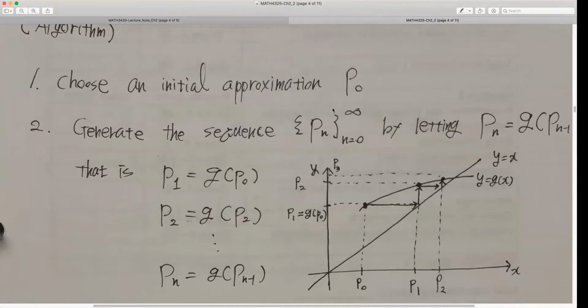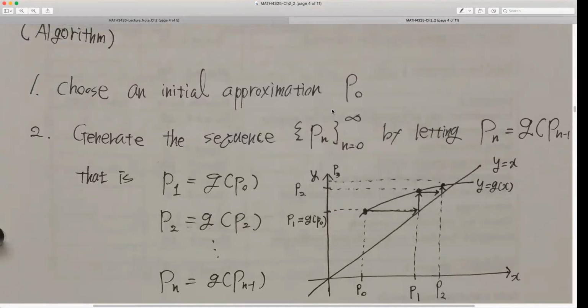Before doing that, the very first thing you have to do is to figure out whether or not the function given in the problem satisfies the assumptions of theorem 2.2, so that we can guarantee the existence and uniqueness of the fixed point. Okay, and then we are going to apply that algorithm to find the fixed point numerically.